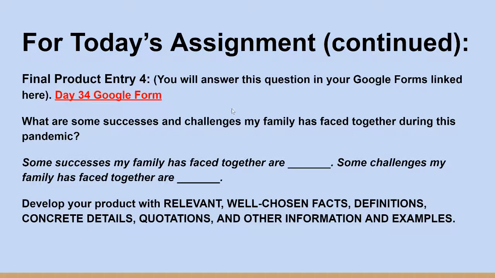After that, you're going to answer this question in your Google Forms, which is linked here in the red, and we'll go to that in just a second. You're thinking about what are some successes and challenges my family has faced together during this pandemic. There's a sentence starter for you. Some successes my family has faced together are blank. Some challenges my family has faced together are blank. Again, you want to expand on your answer and develop your product with relevant, well-chosen facts, definitions, concrete details, quotations, and any other information and examples.